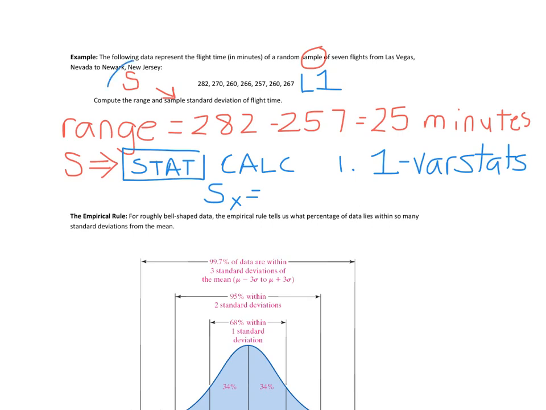S for sample standard deviation. Remember, we're dividing by n minus 1, so 7 minus 1. It ends up being 8.43. Full credit, 8.43 minutes. Good. All right, so that will come in just a second following this video.